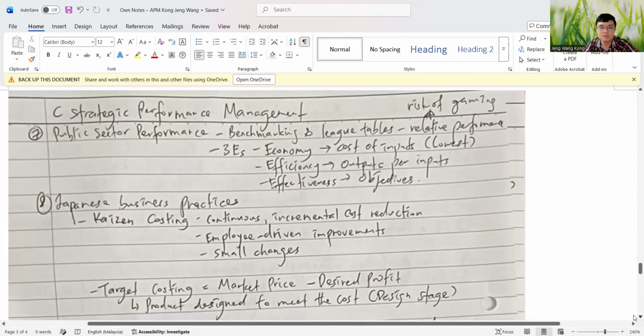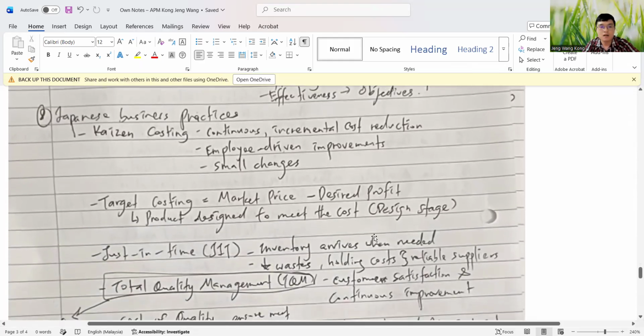Then we have Japanese business practices. Kaizen costing: continuous incremental cost reduction, employee-driven improvements, small changes. Target costing equals market price minus desired profit, so it's useful for product design to meet the cost at the design stage. Just in time: inventory arrives when needed, so reduce waste and holding costs. A reliable supplier is also important in just in time practice.